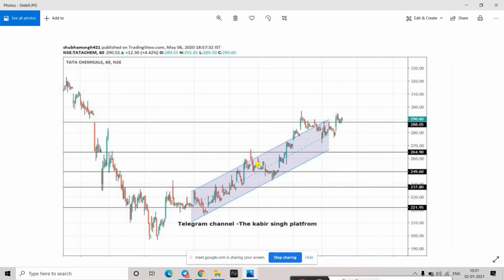In a parallel channel, you have a lot of trading opportunities. You can sell here, buy here, or buy here, sell here. Again you can buy here and sell somewhere here, and when the price is approaching the lower parallel channel, you can again buy and sell it at the higher level. So this is known as parallel channel trading. It is nothing but two trend lines at almost equal distance, and we can use this setup.